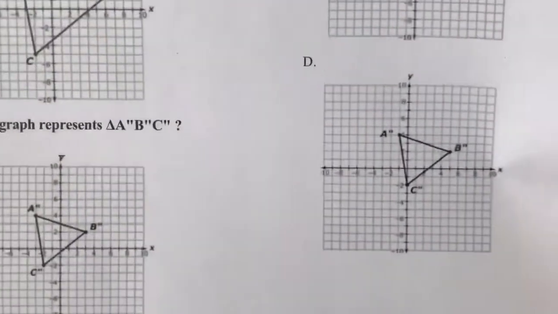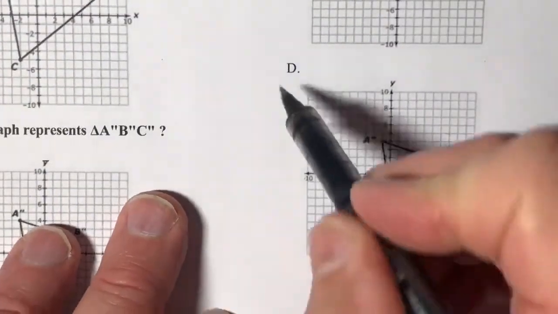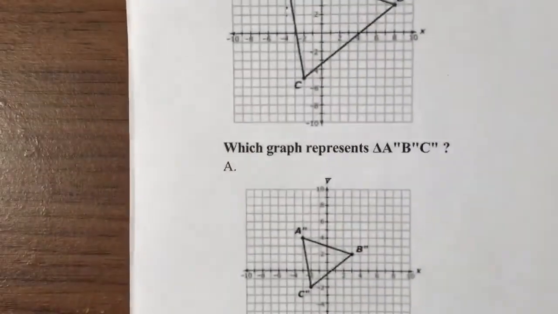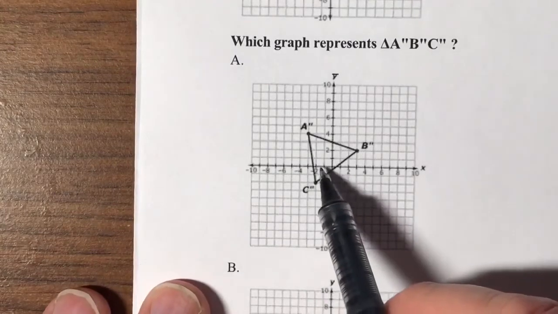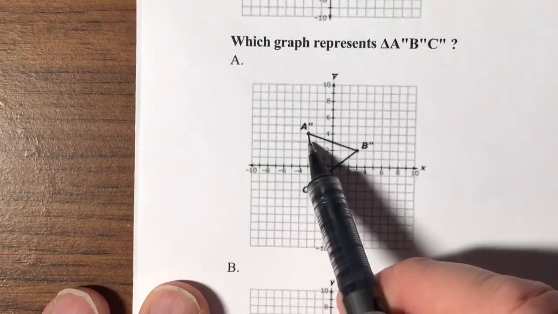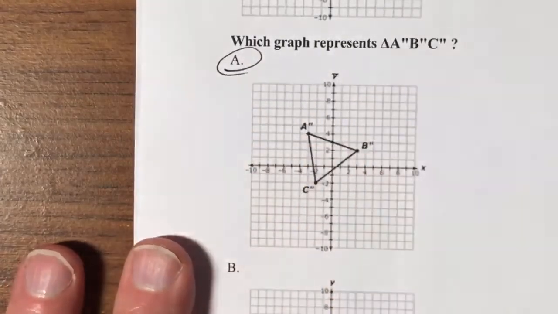Let's go here to D while we're here. And I need to go 1, 2. Nope. All right, let's look at answer choice A. 1, 2, 3. 1, 2, 3, 4. Okay, that's it there. Okay.